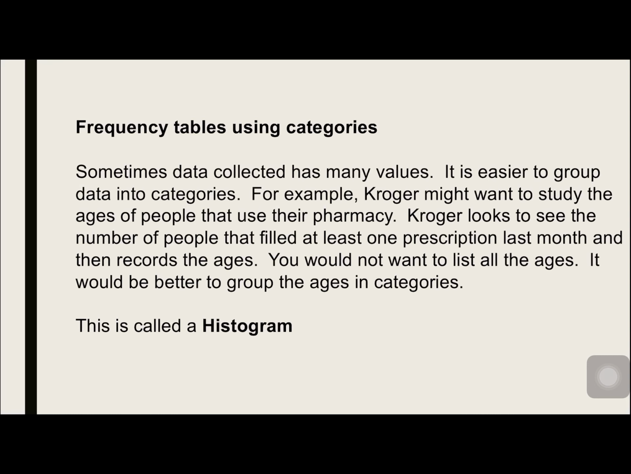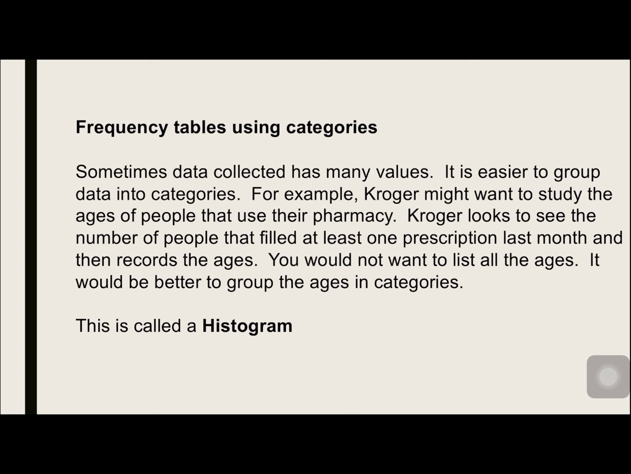We can also do frequency tables using categories. Sometimes data collected has many values. It's easier to group them into categories. For example, Kroger might want to do a study on the ages of people that use their pharmacy. Kroger looks to see the number of people that filled at least 1 prescription last month and then records the ages. You wouldn't want to list all the ages. It would be better to group the ages in categories.